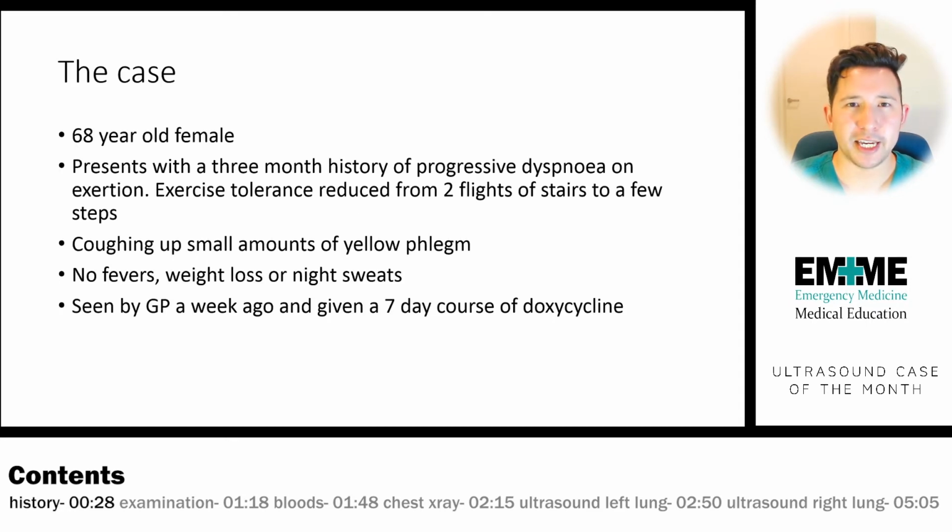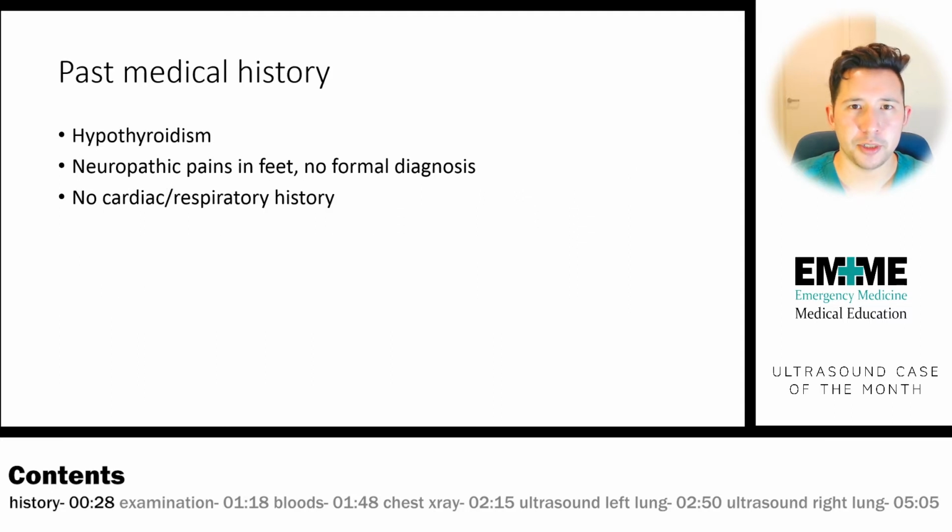So we have a 68-year-old female. She presents to the emergency department with a 2 to 3 month history of dyspnea and decreased exercise tolerance. She's been producing small amounts of yellow phlegm, but she hasn't had any fevers, weight loss, or night sweats, and she's seen her GP a week ago who started her on doxycycline. She's been taking this as prescribed.